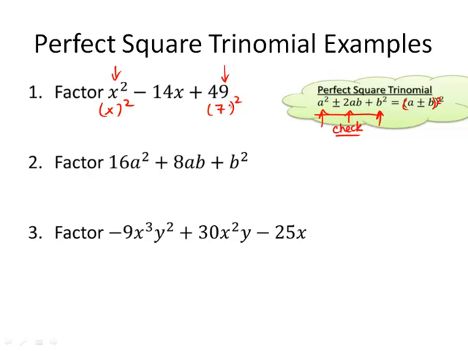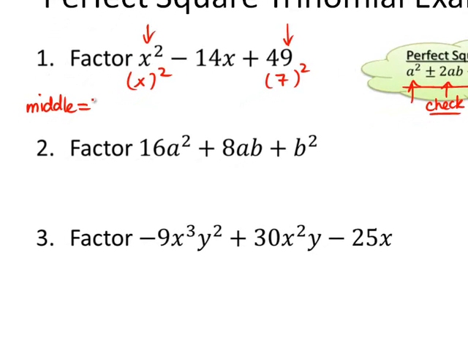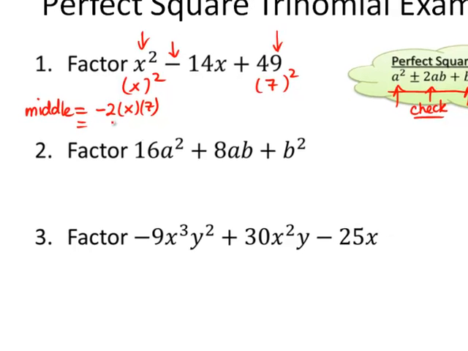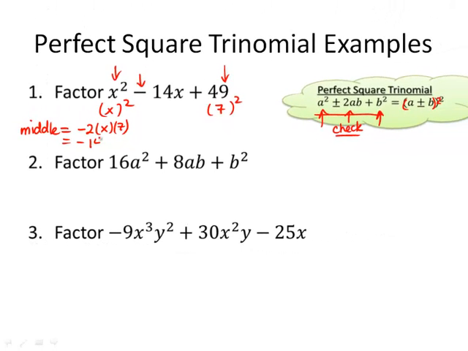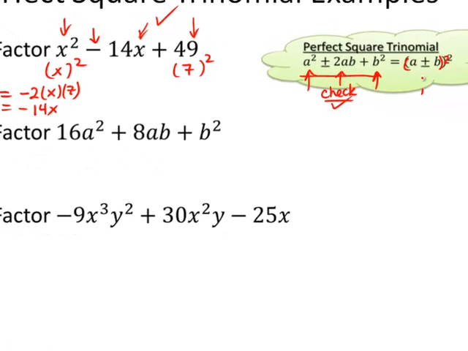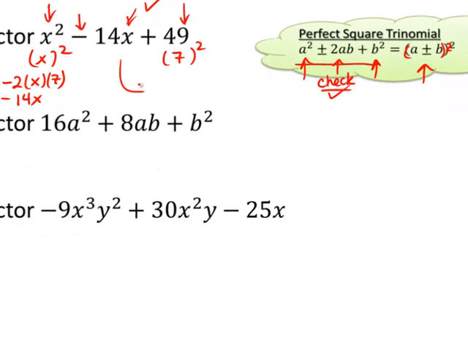So our middle term should be, in this case, negative twice the first times the last. Now, does that work? Is this equal to negative 14x? Yes, it is. So you've checked the middle term. Great. Therefore, you can just write it back into the perfect square.